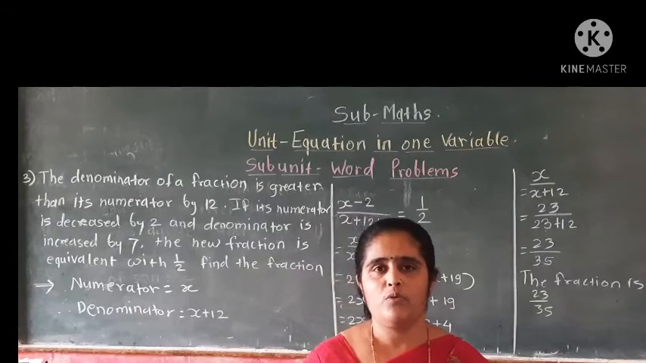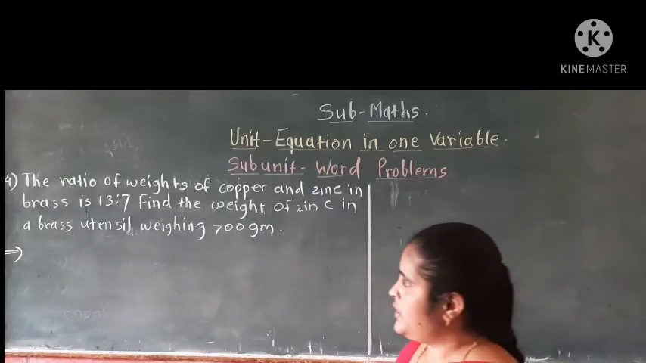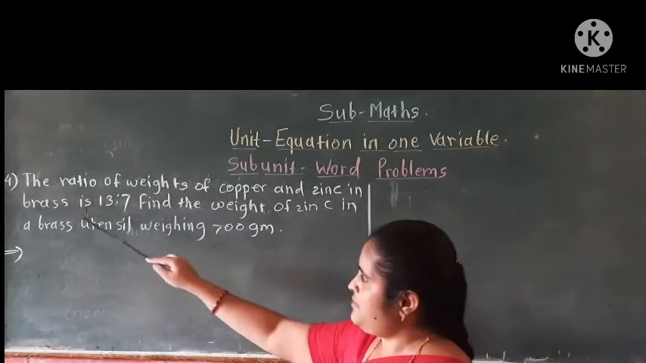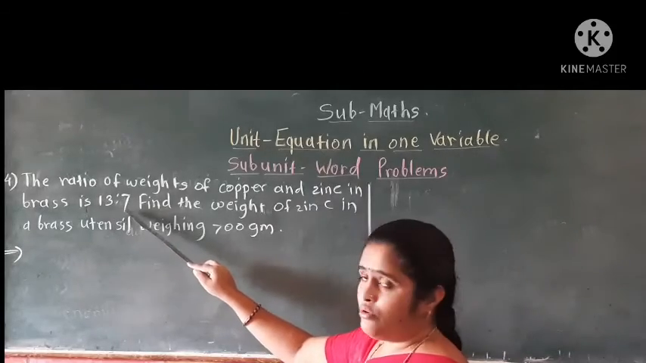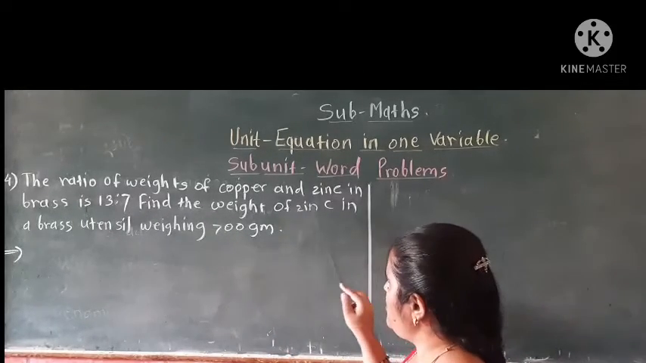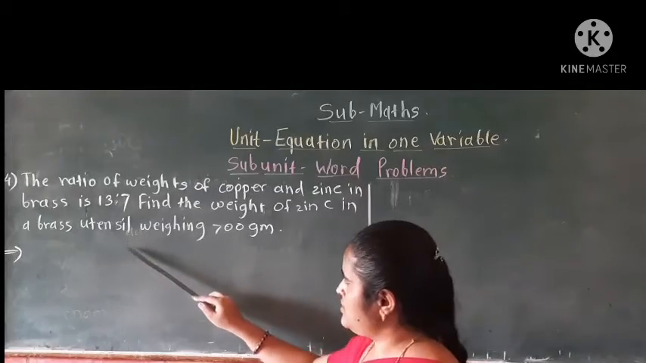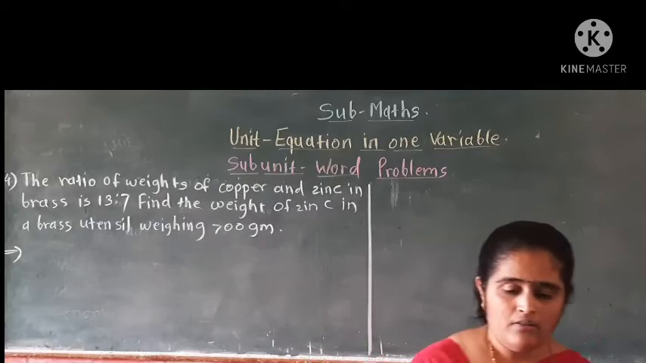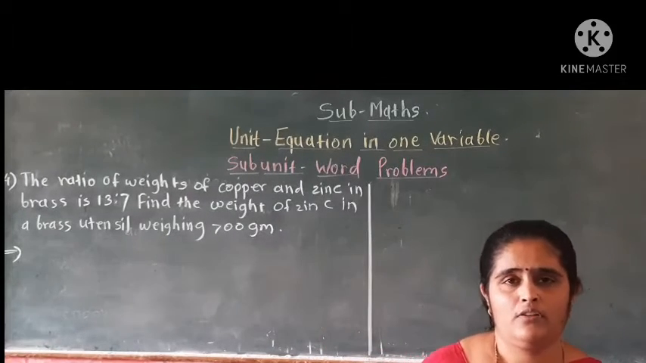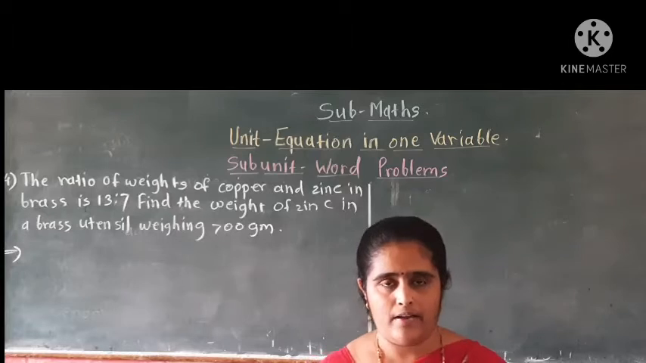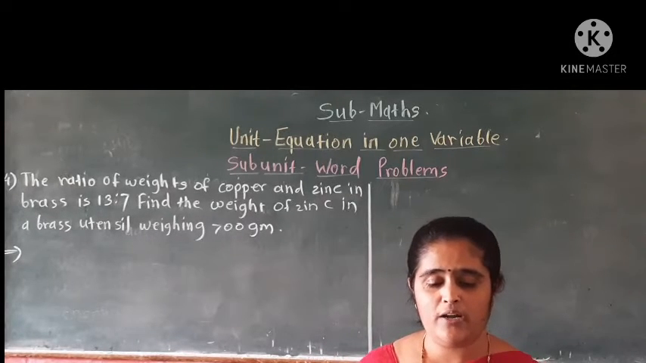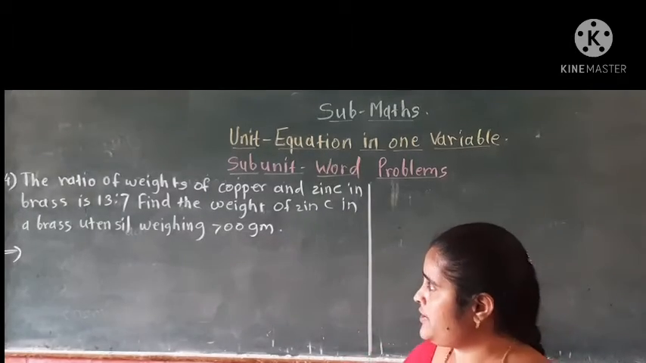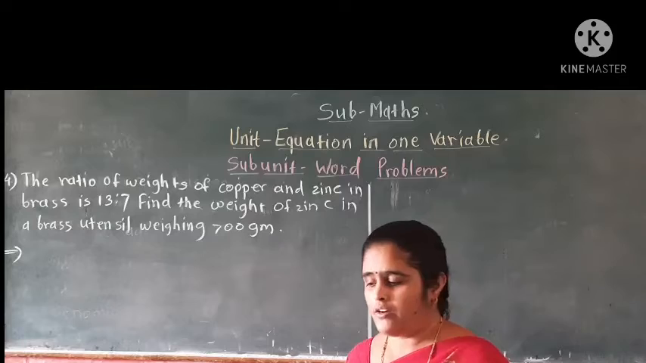Okay, let's solve one more example. The ratio of weight of copper and zinc in a brass is 13:7. Find the weight of zinc in a brass utensil weighing 700 gram. Here one utensil is formed with a weight of 700 grams. This utensil is made up of copper and zinc, and their ratio is given, that is 13:7.